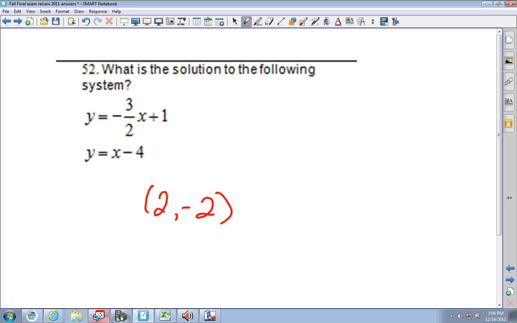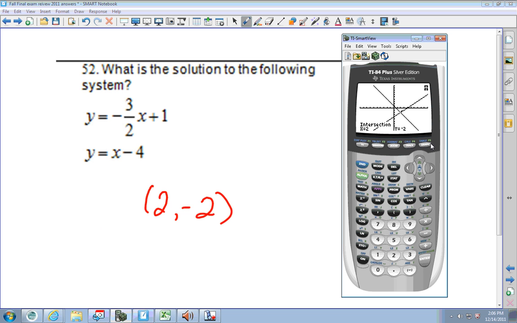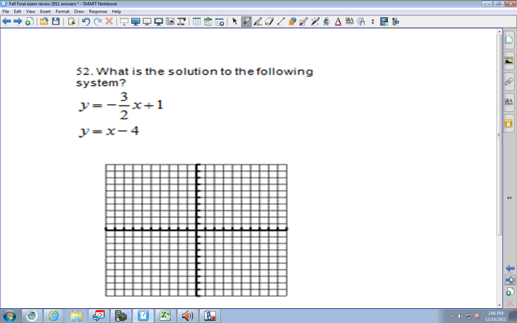I can also find that answer by going in the table and looking to see where y1 and y2 are the same. And see right here at 2, y1 and y2 are both -2. And that's how I would know what my solution is. Number 53. I'm sorry, 52. We're going to graph this.